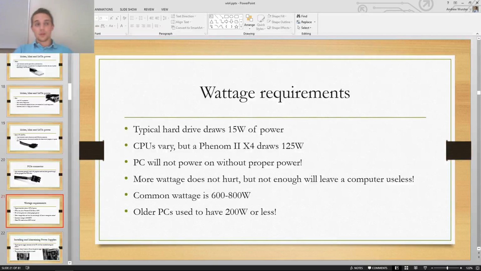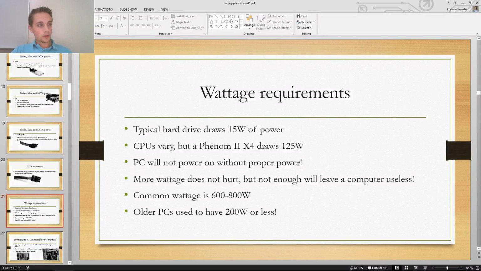But the older ones used to have like 200 watts. I still have one of those because I have a couple desktops laying around that don't need 700 watt power supplies. They're not anything special. When you used to have dual cores and single cores, you didn't need anything amazing.